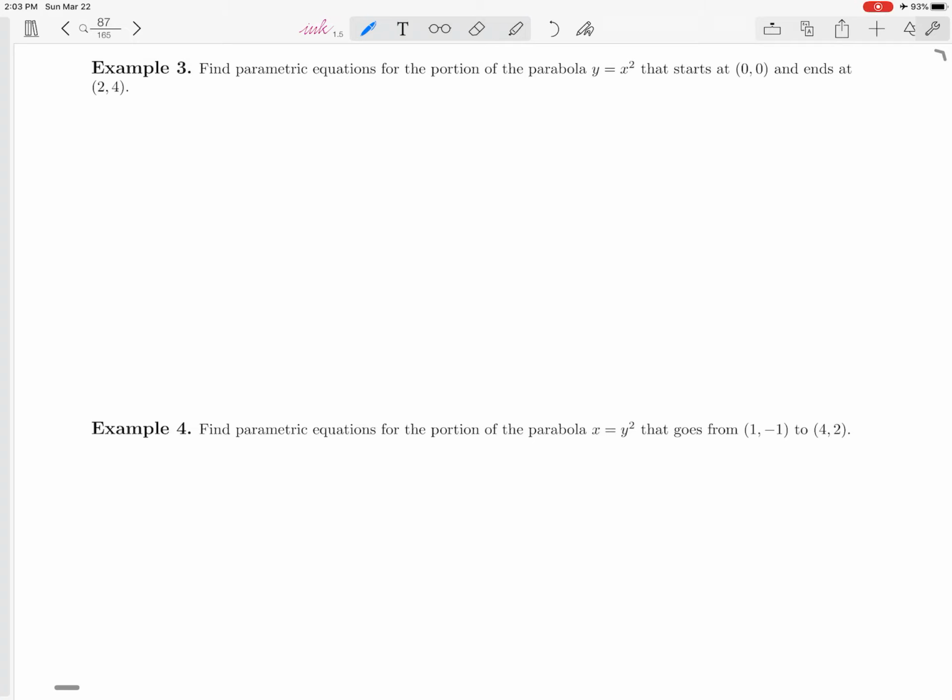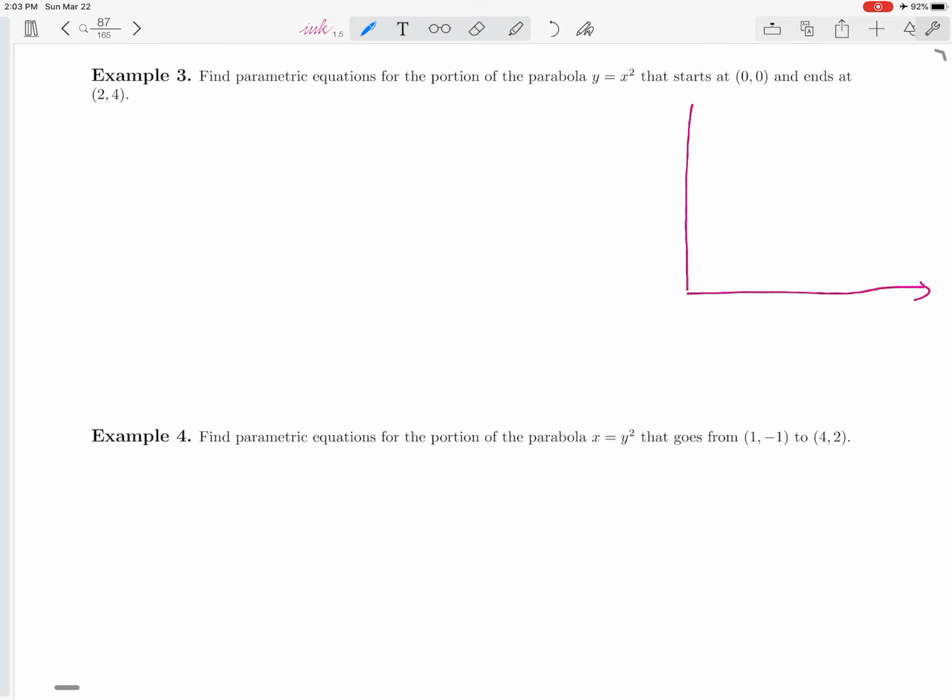In example 2, we are asked to find parametric equations for the portion of a parabola y equals x squared that starts at (0, 0) and ends at (2, 4). So let's draw this to get an idea of what we are even trying to parameterize.